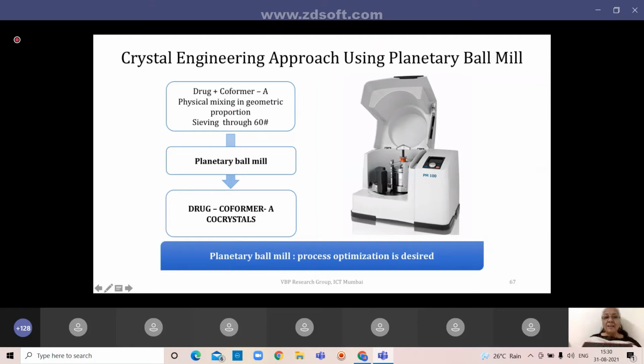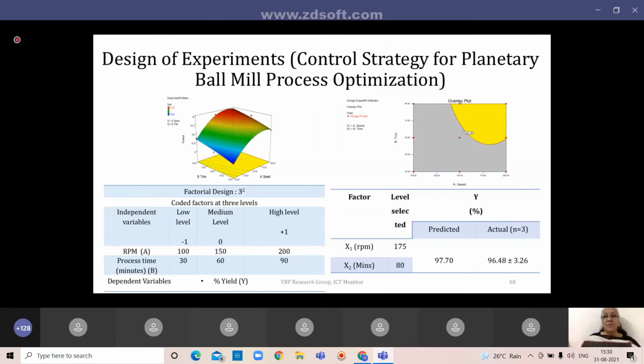Having done that, we utilized a planetary ball mill. All we had to do is put it in the jar along with zirconium balls, and then later, once we get the powder material, sieve it through 60 mesh and fill it in capsules. Simple process. So we have used a grinding process to make co-crystals.